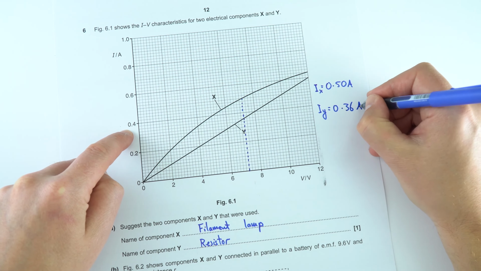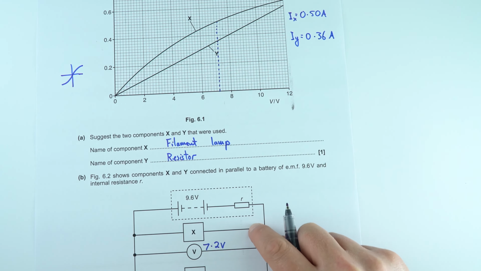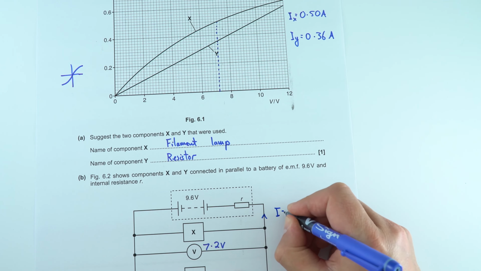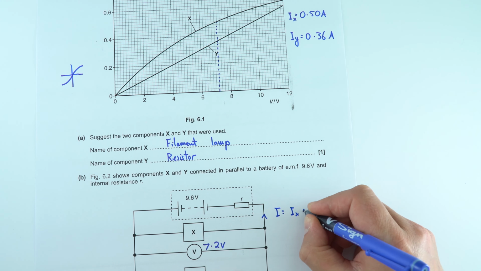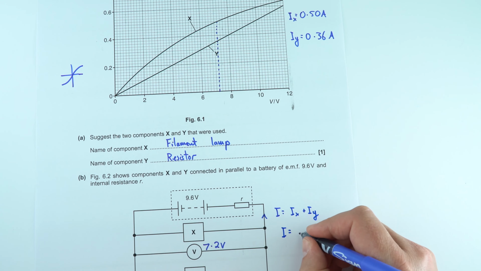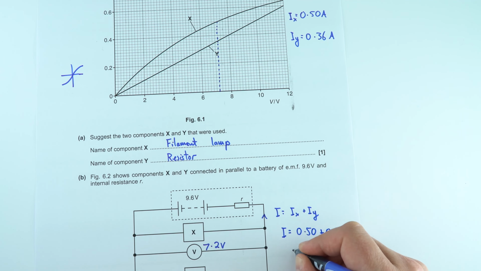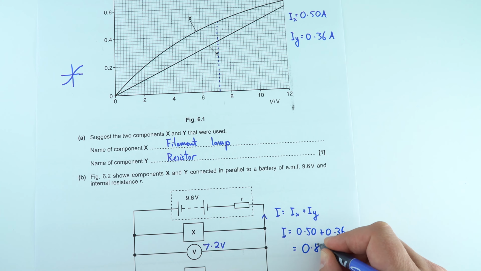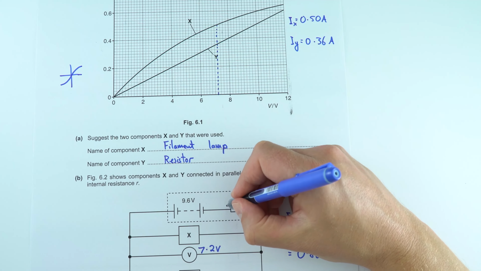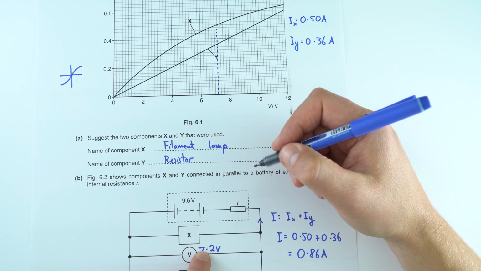And the current in Y at this time is equal to 0.36 amps. So we've got the current at two different parts of the circuit, and by Kirchhoff's first law, we know that the current here, I, is going to be equal to the current at X plus the current at Y. So the current at this point in the circuit is equal to 0.50 plus 0.36, which is equal to 0.86 amps.